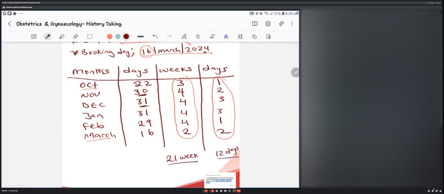But you can't write it this way. Why? Because you still have at least 1 week in these 12 days. So you remove the 7 days and add it here, which would be what? 22 weeks. And then the remaining days will be what? Because you remove 7, so you have 5 days. Yeah, 5 days. So this is her exact EGA.